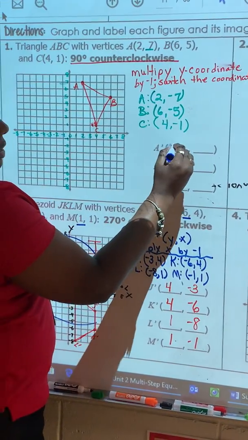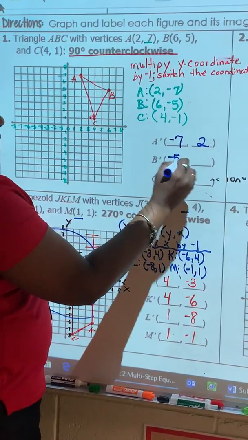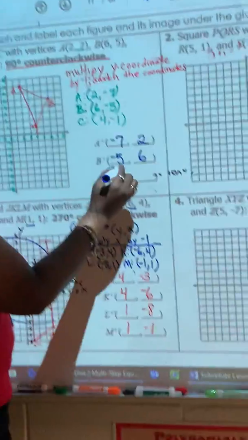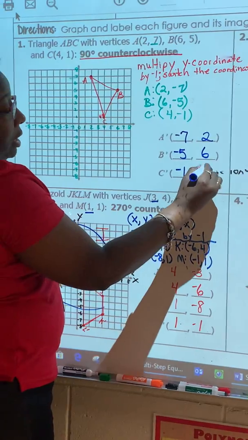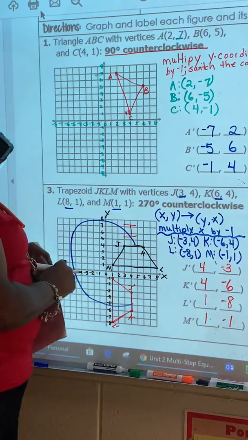So A becomes -7, 2. B becomes -5, 6. And C becomes -1, 4. Now I'm ready to plot my new image.